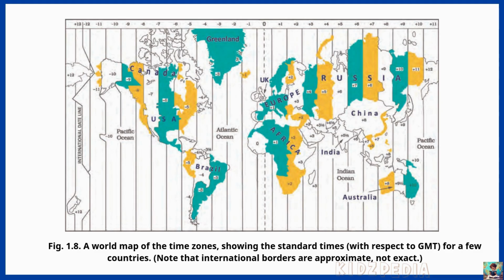Here we see numbers like +4, +8, -7, -10, +12. These numbers tell you how many hours to add or subtract from GMT to get that country's standard time. For example, India is +5.5. So IST, that is Indian Standard Time, is GMT plus 5 hours 30 minutes. Japan is +9. So Japan time is GMT plus 9 hours. Here it is -10. So we have to subtract 10 hours from GMT.